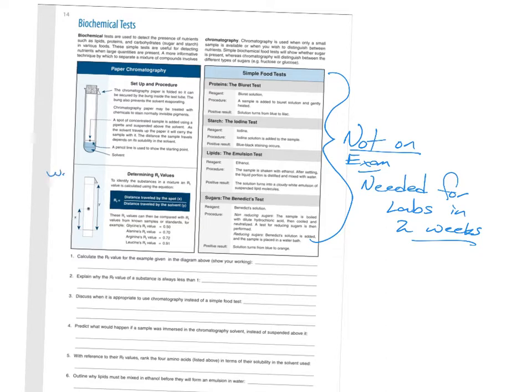This will be on next week's lab. And honestly, once you read it and look at it, it really isn't that hard.